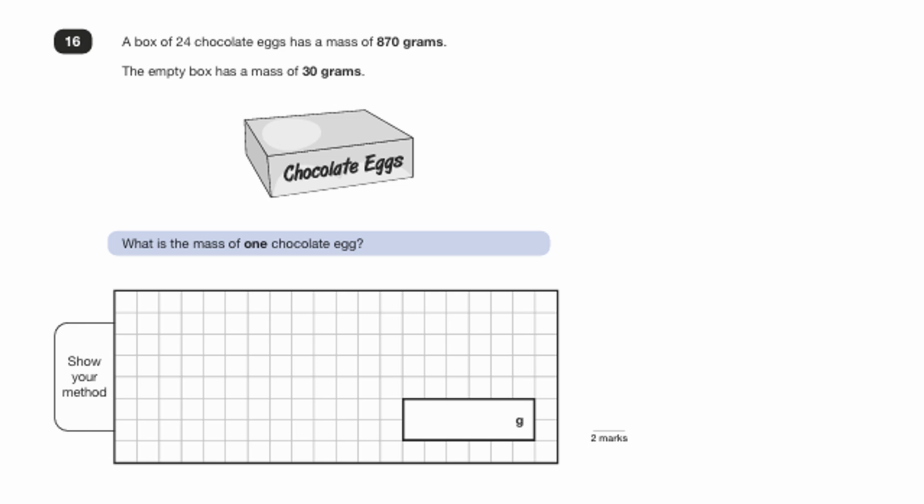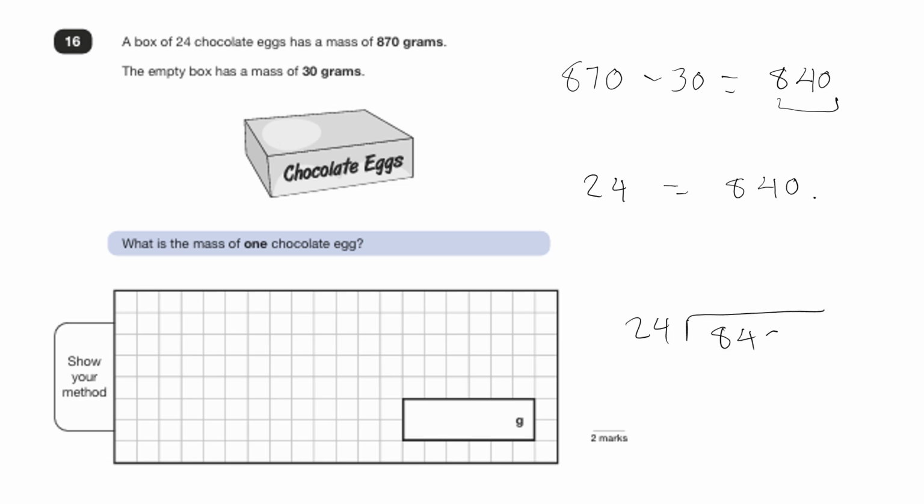A box of 24 chocolate eggs has a mass of 870 grams. The empty box has a mass of 30 grams. What is the mass of one chocolate egg? This is really simple. So if we take 870 and we take away 30, we end up with 840. This is just now the chocolate eggs. Okay, so 24 chocolate eggs will equal 840. So now we need to do 840 divided by 24. How many 24s are there in 840?